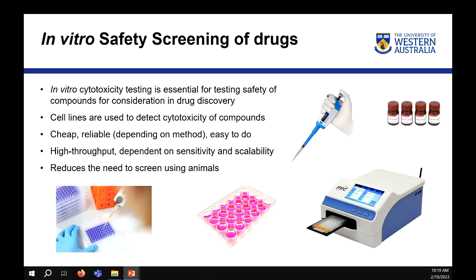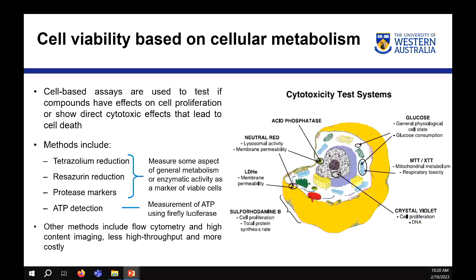And the most important thing is that it reduces the need to screen using animals. If you think about it, if you had 2,000 compounds, then you would be using thousands of mice to screen in animals. Whereas you can do the first preliminary screening in cells, and then use a much more reduced number of animals and experiments.